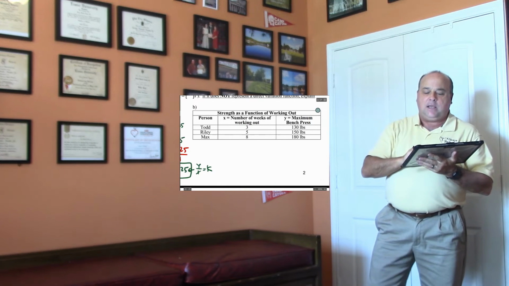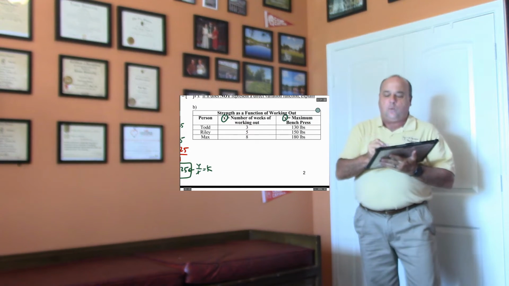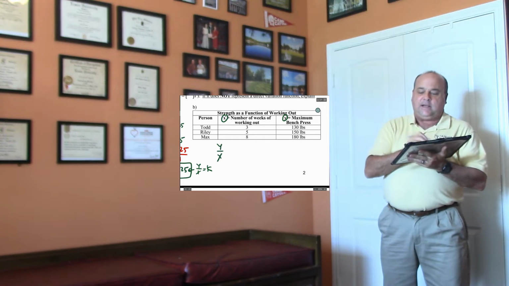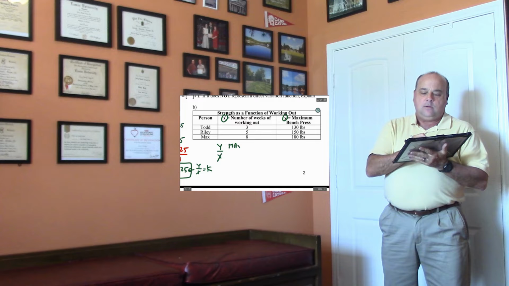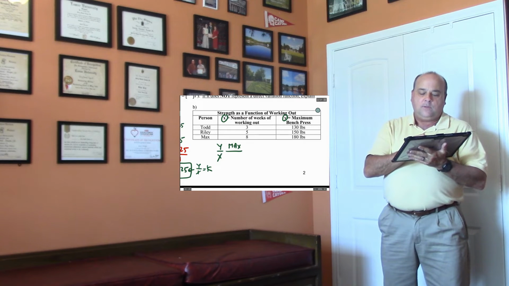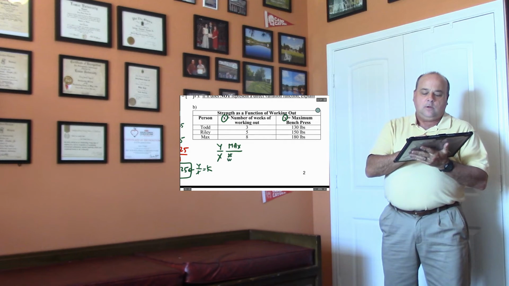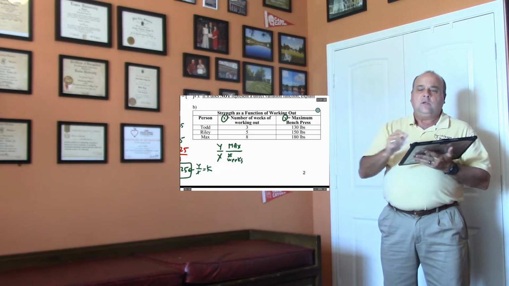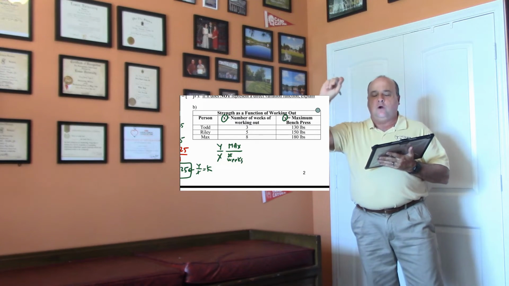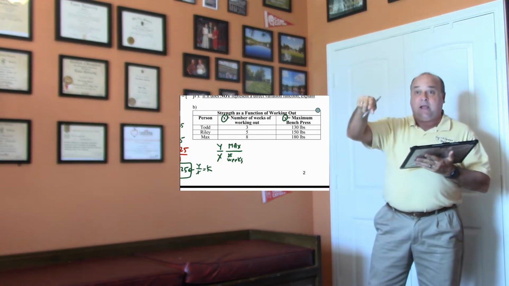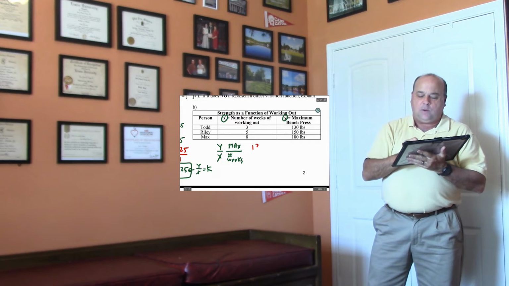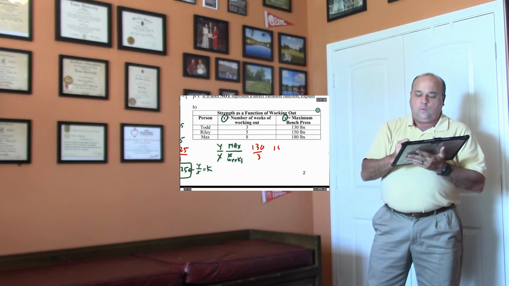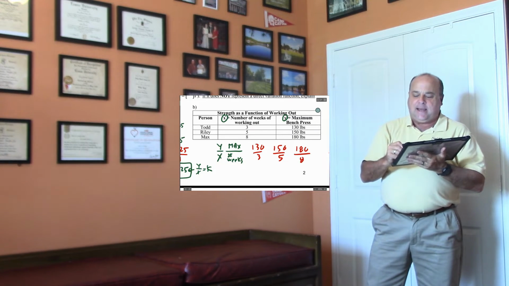Now let's go to B. This is our x, this is our y. So I'll write down y over x. Let's put the max over the number of weeks. So we're going to put the maximum weight we can lift over the number of weeks. We have 3 rows, 3 fractions. So our first fraction, y over x, will be 130 over 3. Then 150 over 5. Then 180 divided by 8.